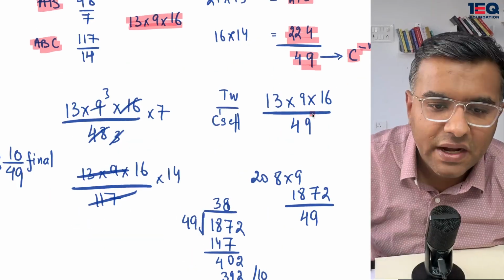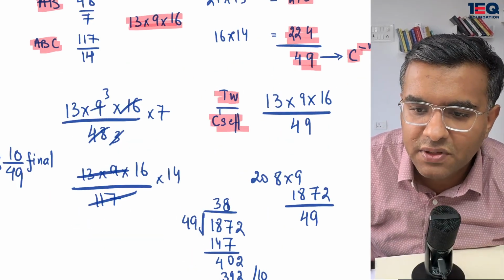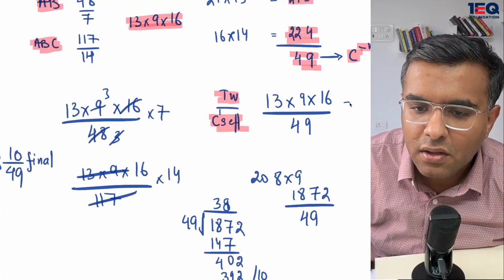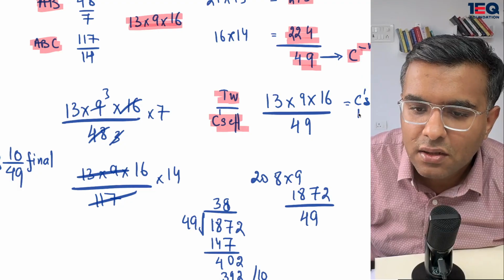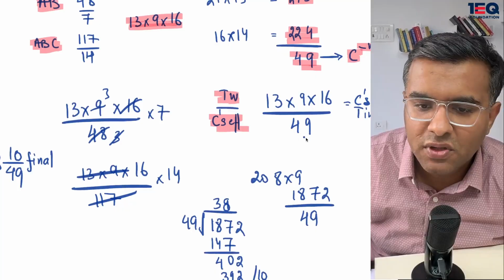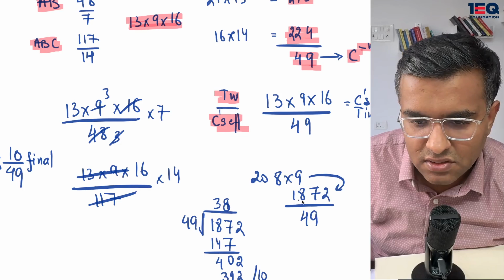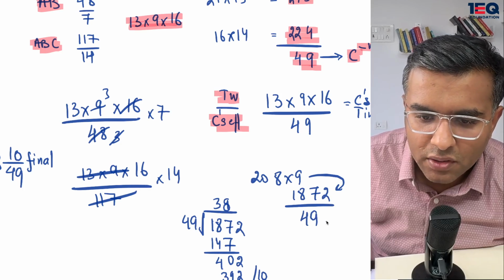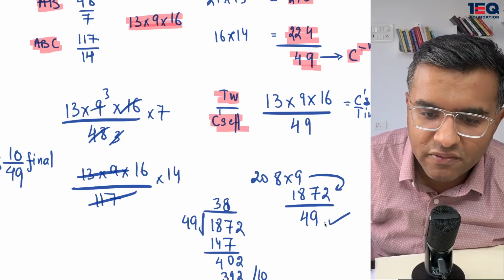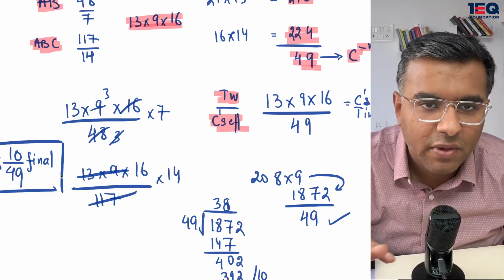So what do I do with that? I have total work available with me with C's efficiency under it. This would give me nothing but C's time. What did I come to the conclusion with? This was 208 multiplied by 9, which is 1872, right? 1872 upon 49. This is C's time, and my final answer came out to be 38 10 by 49.